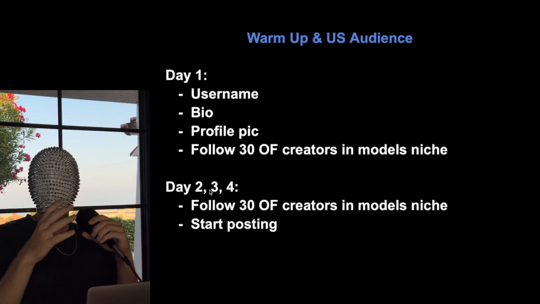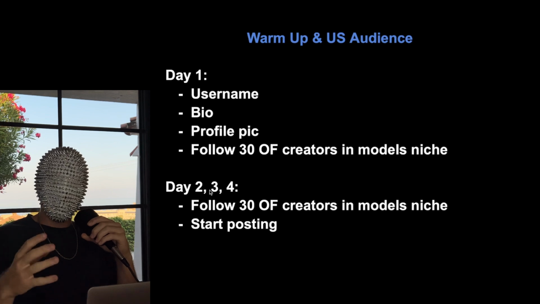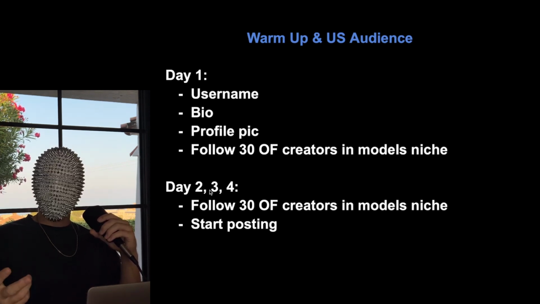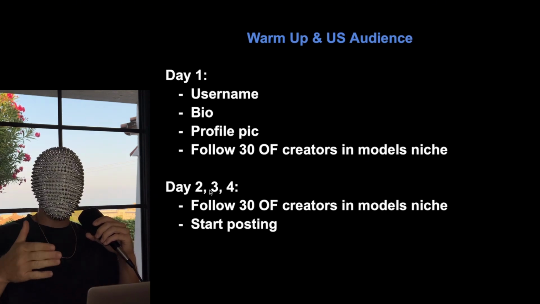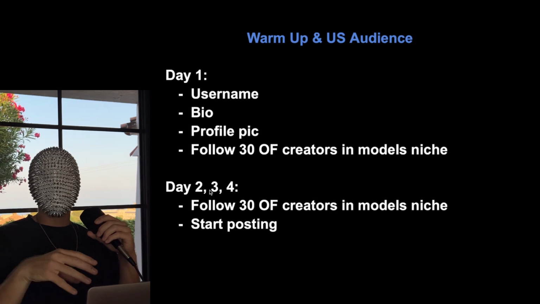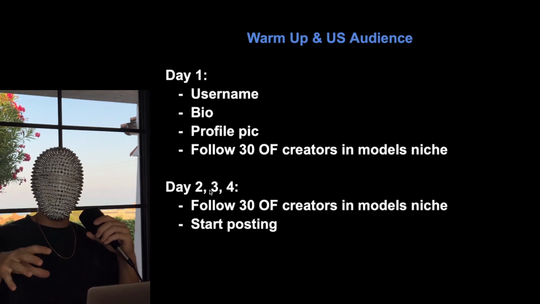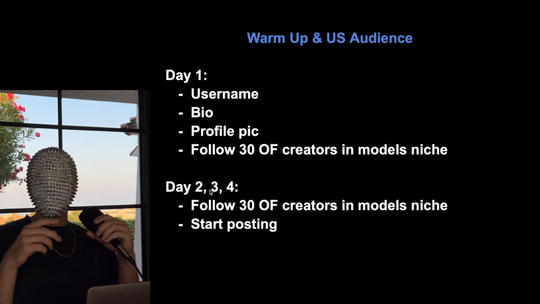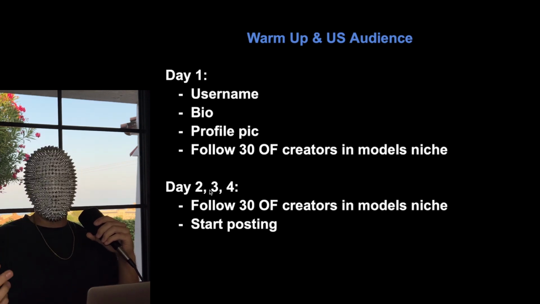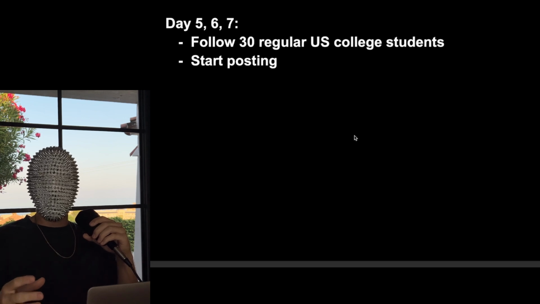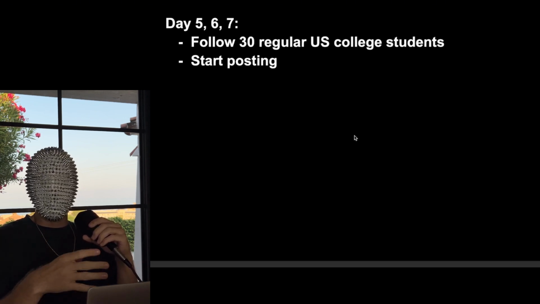All right, let's talk how are we warming up the accounts and how are we configuring the US audience. Day one, we are configuring the username, the bio, the profile picture in the sign up process, just as any normal human would. Then around a few hours later, we let the account sit for a while. We go and follow about 20 to 30 OF creators in the models niche. So then day 2, day 3, and 4, we are then continuing to follow around 20 to 30 OF creators per day in the models niche. And we also begin the posting process. By day 5, you should be following around 100 OF creators in your models niche, or at least just random OF creators located in the United States.